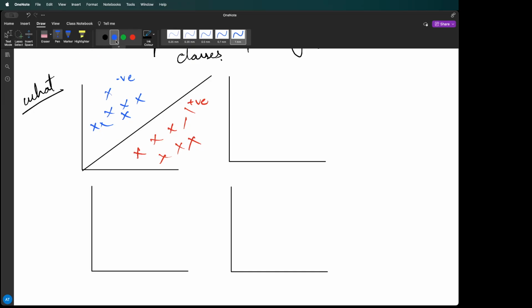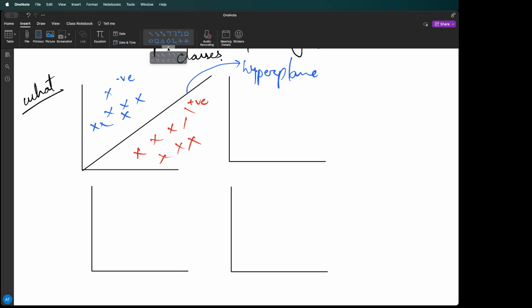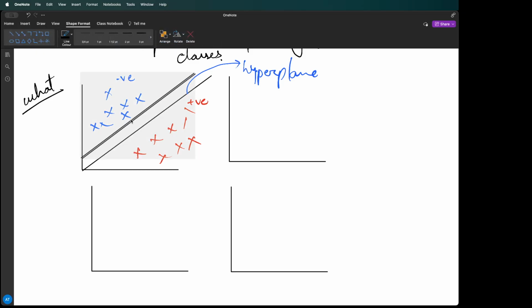For this, we plot this. This is known as the hyperplane. But there is a difference: we go for the margins, the margin between the classes. Let me draw it with a dashed line, one line extra. This is known as the margin.